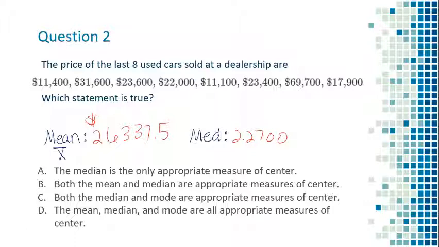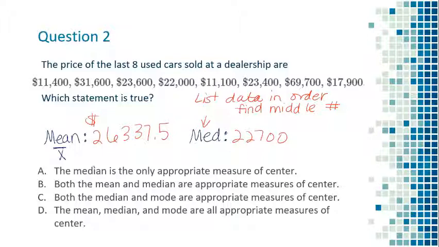Now, if you were doing this by hand, for those of you who don't have the calculator, to find the median, remember that you have to list the data in order and then find your middle number. Okay, so that's going to be how you find the median if you do it by hand, but for the sake of time, I'm just going to use the calculator.